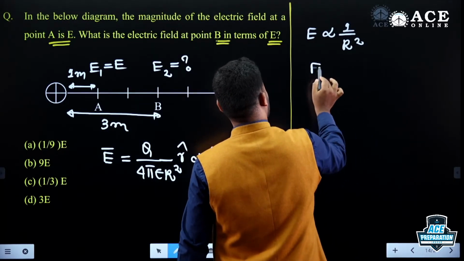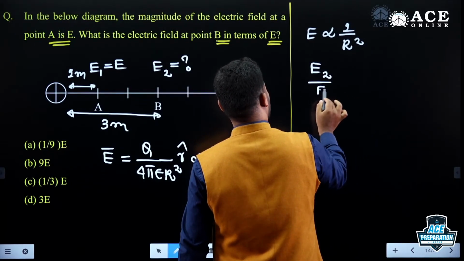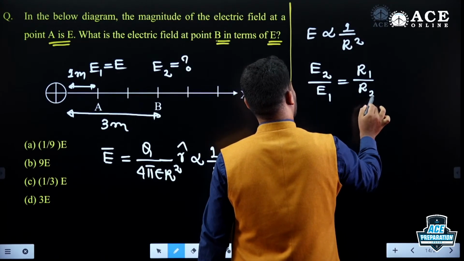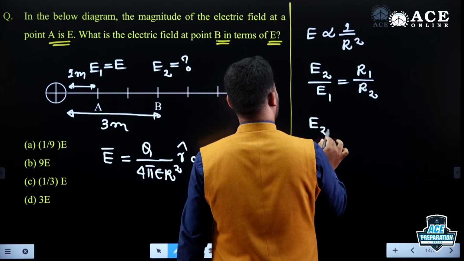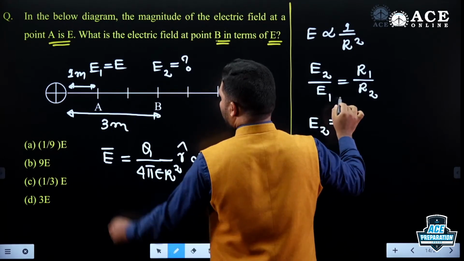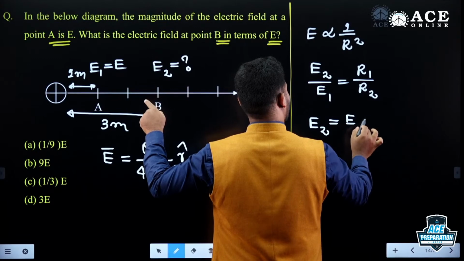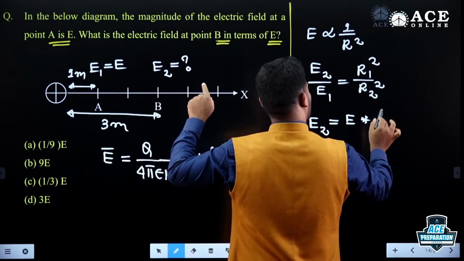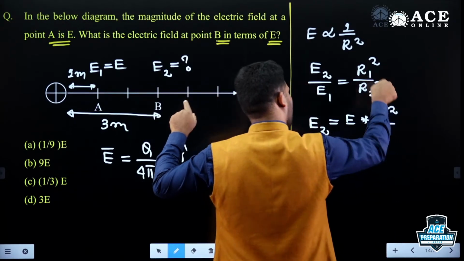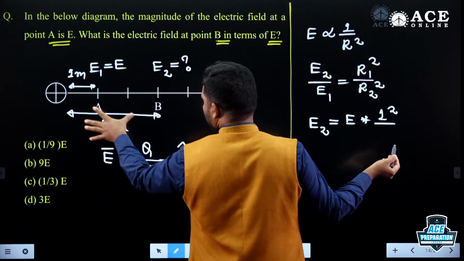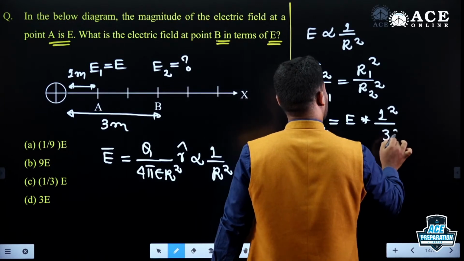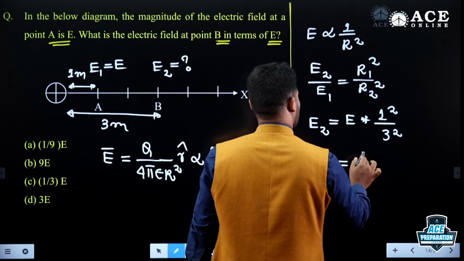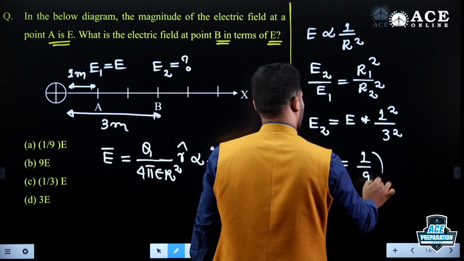So you can write this as E2 by E1 is equal to R1 square by R2 square. So here E2 is equal to E1, and the E1 value is E, so E into R1 square. How much is R1 we have taken? R square, or you can take it as D. If you take this as D, this will become 3D. So here it is 3 square. So E2 is equal to 1 by 9 into E.